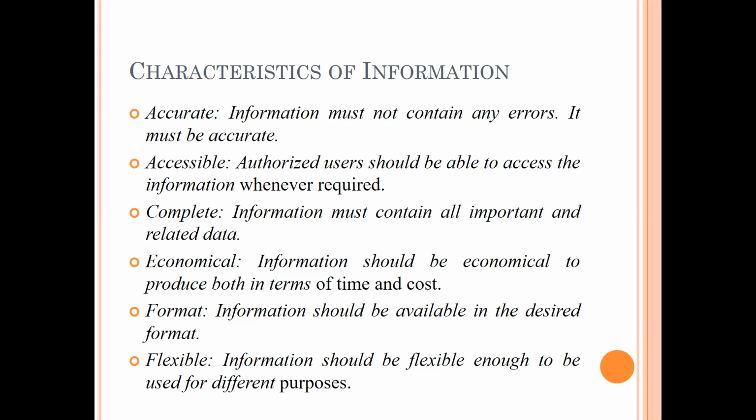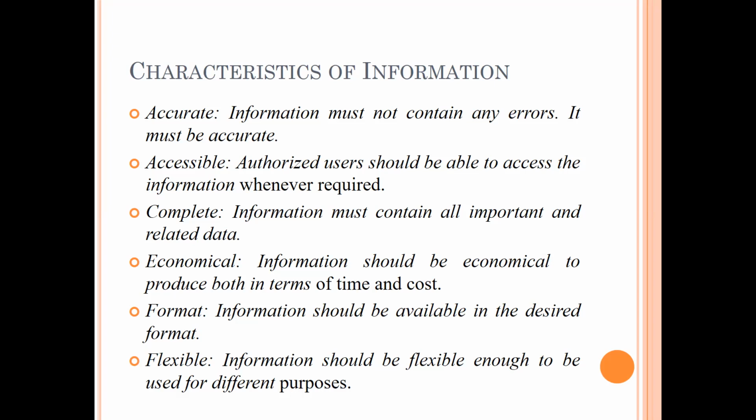The next characteristic is the format. Information should be available in the desired format. So assuming a system is required to produce a report in Excel format, it means that report should always come in an Excel format and not in any other format. So we're saying information should be available in the desired format. As we work with information systems, you will see that they are designed to give out reports or information in different formats according to what an organization requires.